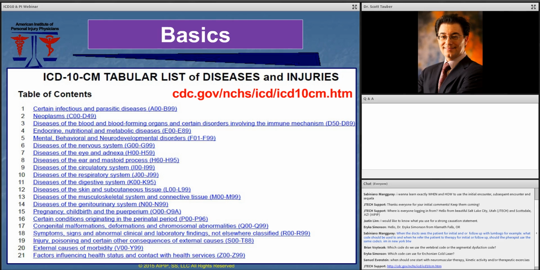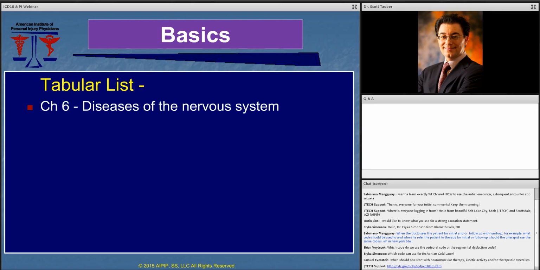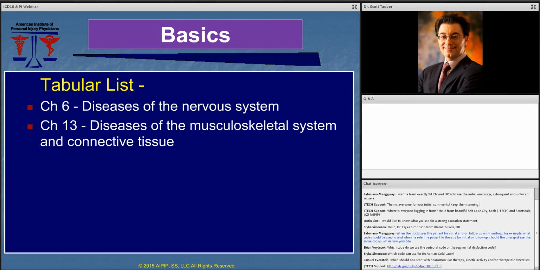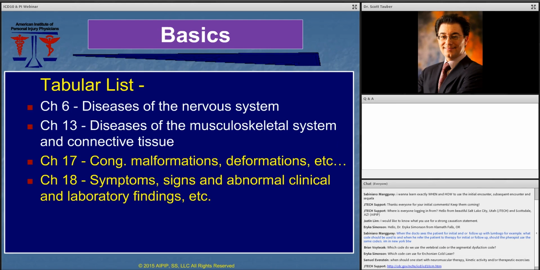So we have Chapter 6, which is diseases of the nervous system. Chapter 13, diseases of the musculoskeletal system and connective tissue. Here are a couple that I put in there, these are not part of the 4, but you might have something going on in there. You may have a patient with a congenital malformation, so that's something that should be diagnosed. And then, as I said earlier, Chapter 19, injury, poisoning, and Chapter 20, which are your external cause codes.